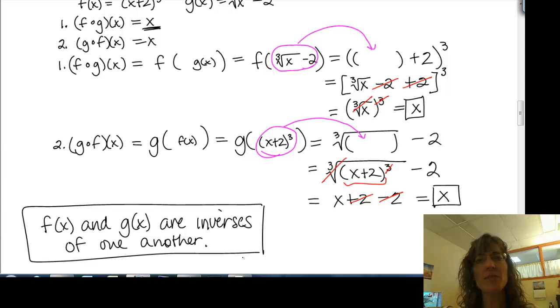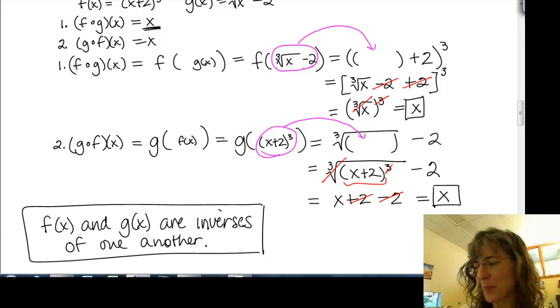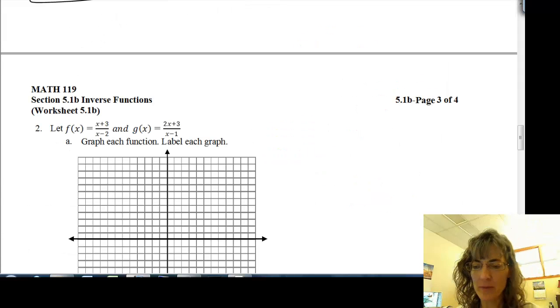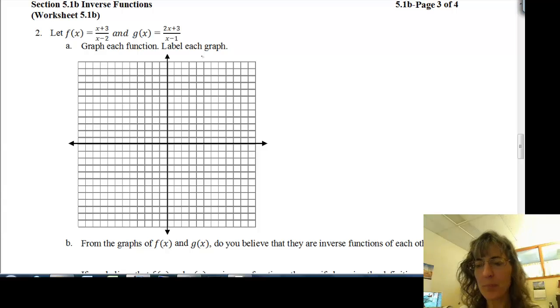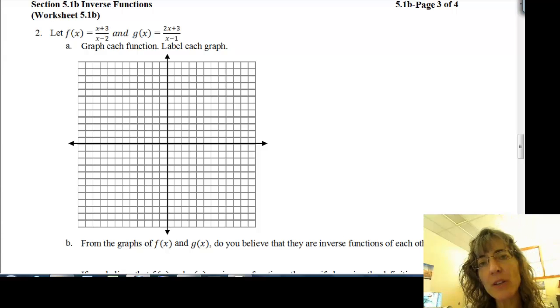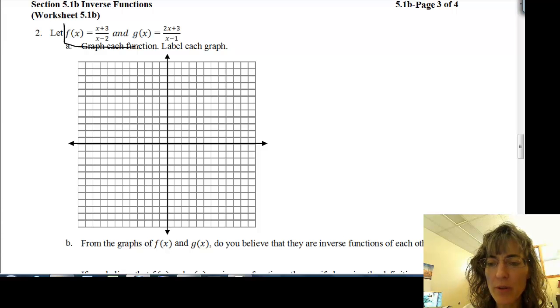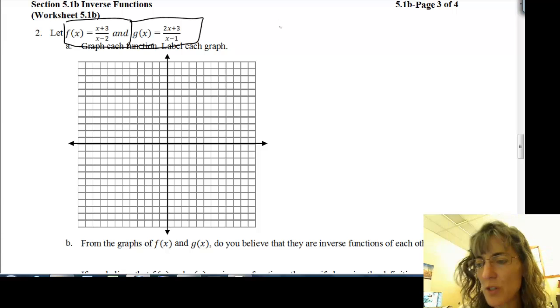So that's the specific way to state your answer there. Okay, so looking at another one here. This should be a little bit of review from 5.1a. We want to graph this f of x, and we want to graph this g of x. So let's start with the f of x.